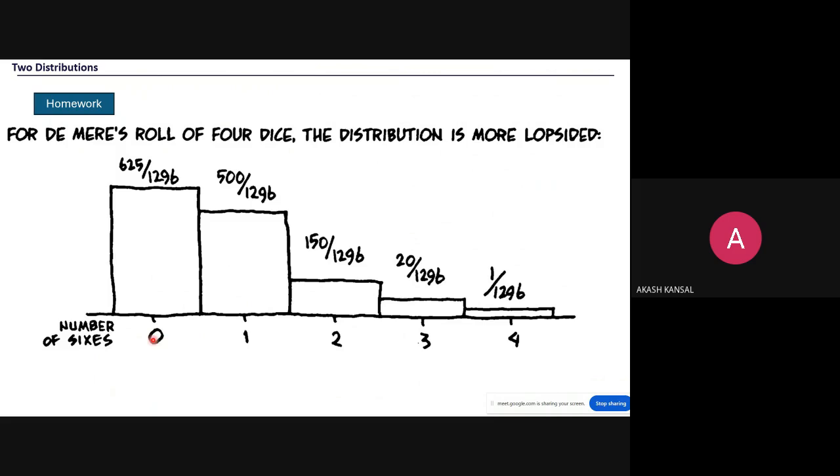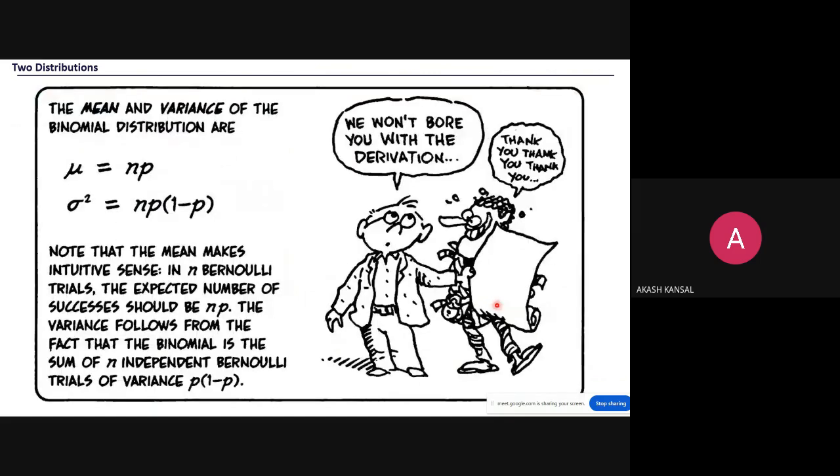If the number of sixes is zero, the probability is 625 upon 1296. If it is one, it's 500, and this reduces drastically if you go on to four sixes. It's 1 by 1296. Okay, so this is a homework. Moving on.